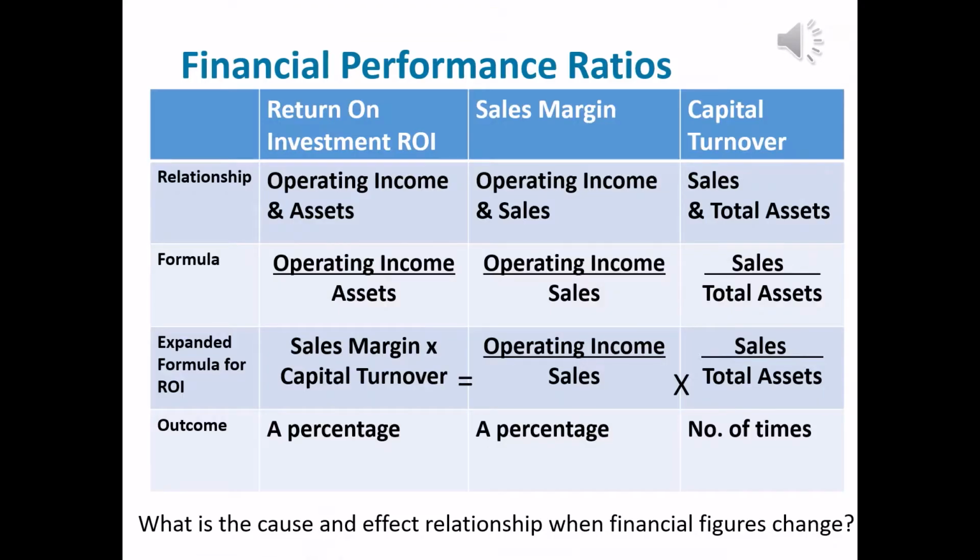You will need to be able to calculate these 3 financial performance ratios: return on investment, sales margin, and capital turnover. You also need to understand the cause and effect relationship of these ratios. So for example, if operating income goes up, how does that affect the sales margin? Or if assets are reduced, how does that affect the return on investment?